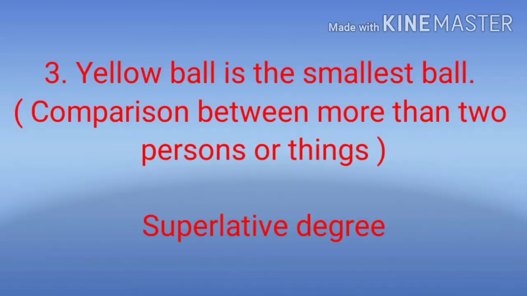और third sentence में हमने क्या किया, हमने मेंशन किया था yellow ball is the smallest ball. हमने उसी small adjective को, we have added EST, smallest, सबसे छोटी, and the word THE. So remember the things which I have told you.